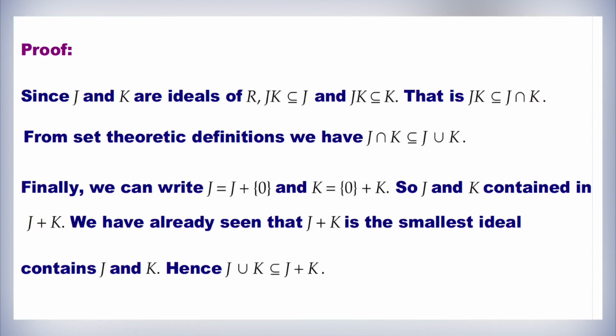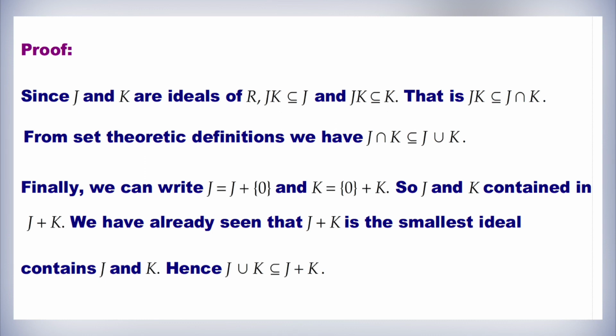Proof: since J and K are ideals of R, JK is a subset of J and JK is a subset of K, that is JK is a subset of J intersection K. From set theoretic definitions, we have J intersection K is a subset of J union K. Finally, we can write J equals J plus 0 and K equals the ideal generated by 0 plus K. So, J and K are contained in J plus K. We have already seen that J plus K is the smallest ideal that contains J and K.